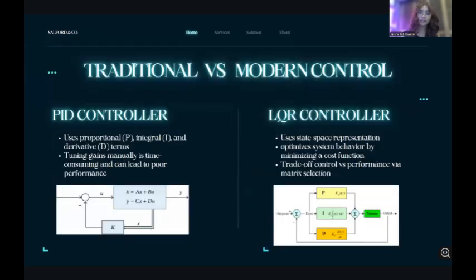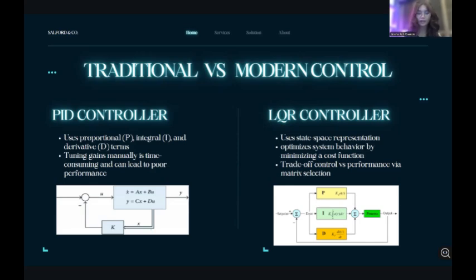So let's compare traditional versus modern control. To understand why LQR is a strong candidate, let's compare them both. The PID controller has proportional, integral, and derivative terms. It's relatively easy to implement, but tuning the gains is mostly trial and error. This makes it inefficient for more complex systems like quadcopters.